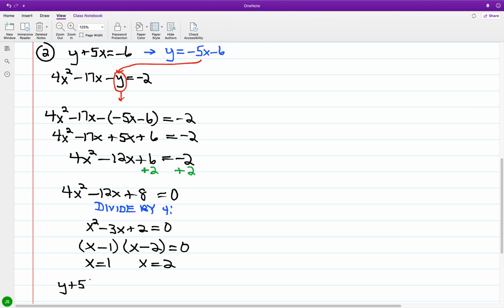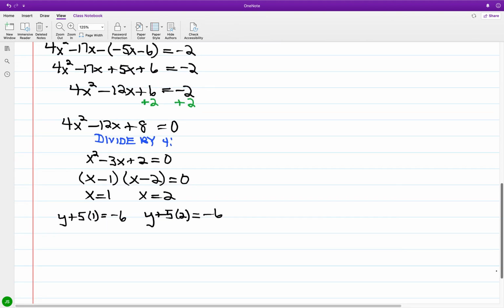I have y plus 5 times 1 is equal to negative 6. And whenever x is equal to 2, I can go and reference the first equation. Say we have y plus 5 times 2 is equal to negative 6. Following through, whenever x is 1, I had that y plus 5 is equal to negative 6. And taking 5 away from both sides, I have y is equal to negative 11.